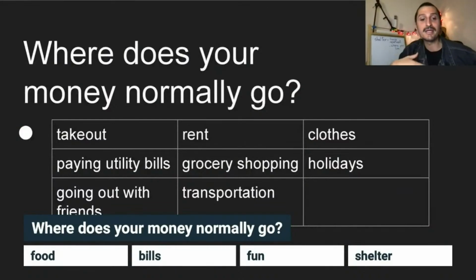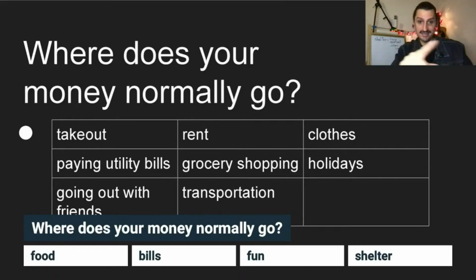So where does your money go? That means where do you spend your money, right? A lot of my friends, their money goes to takeout, right? They spend too much money on takeout. It can be shelter, right? Clothes, that's another one. When I was younger, my money went to going out with friends. Utility bills right now, electricity and gas and all these utility bills are going up, right? Transportation, if you have a car, you have to spend a lot of money on gas, on petrol, right? Grocery shopping is still food.